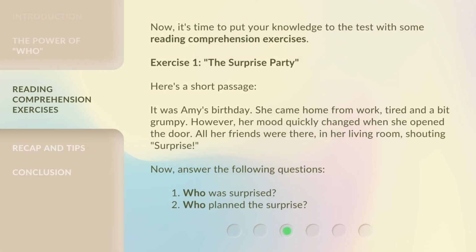Now, it's time to put your knowledge to the test with some reading comprehension exercises. Exercise 1, The Surprise Party. Here's a short passage. It was Amy's birthday. She came home from work, tired and a bit grumpy. However, her mood quickly changed when she opened the door. All her friends were there, in her living room, shouting, "Surprise!" Now, answer the following questions. 1. Who was surprised? 2. Who planned the surprise?